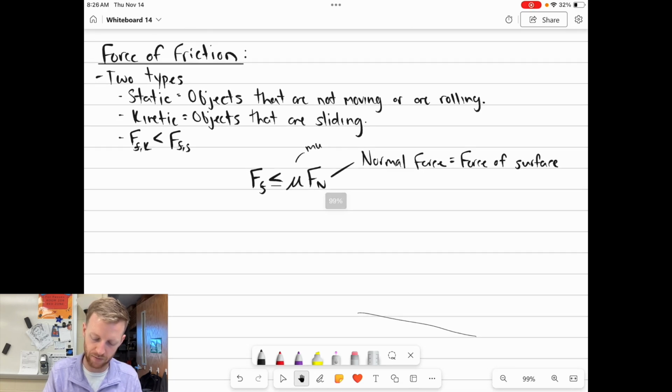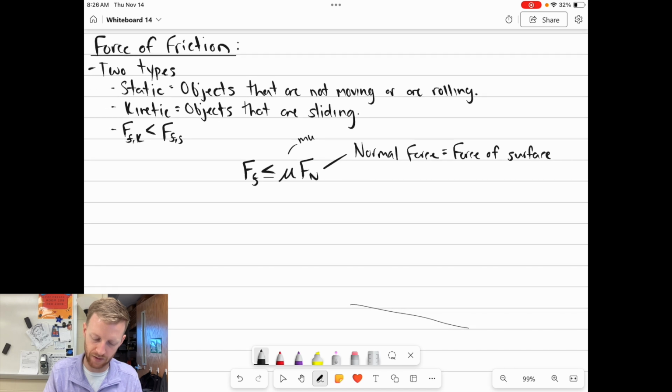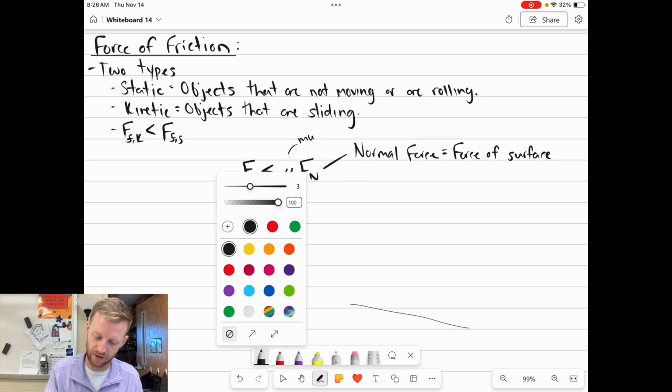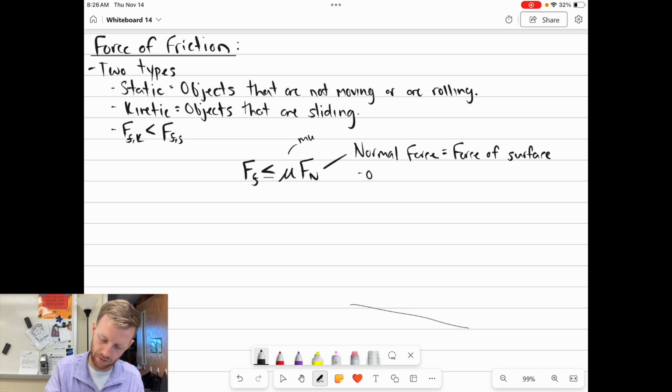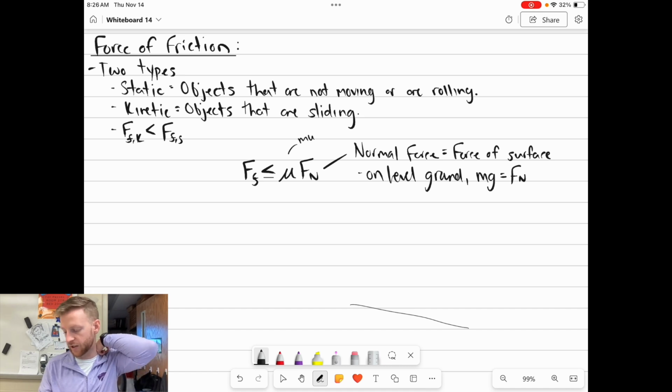And I apologize, it's being wonky here. So we're going to make that note that on level ground, mg is equal to the normal force, which will be really convenient for us as we work through our example problem.